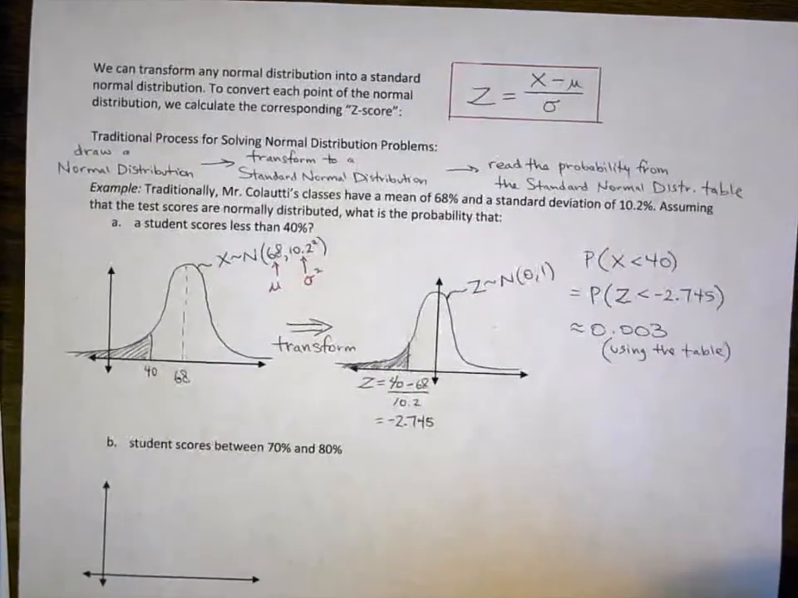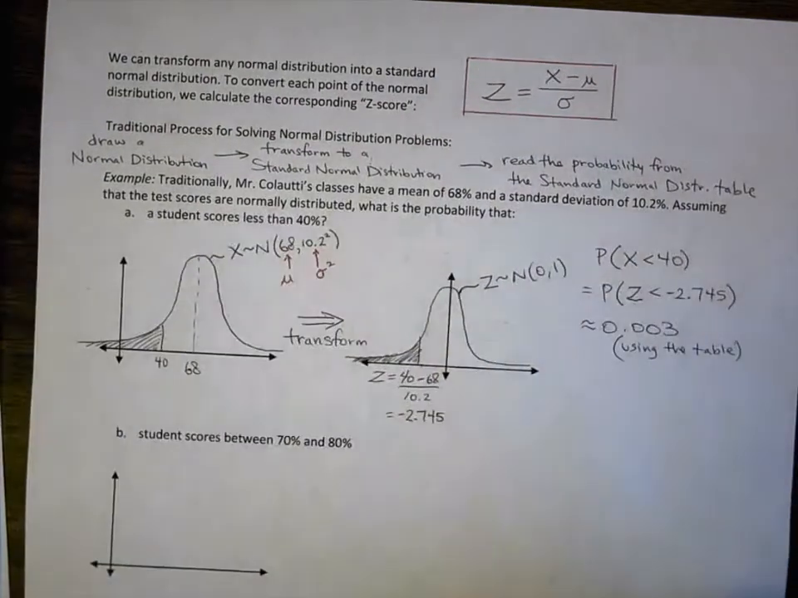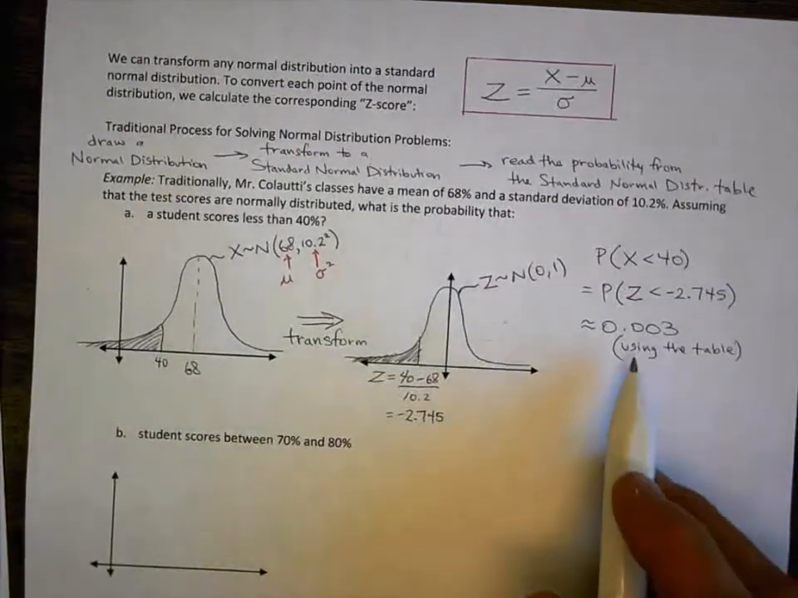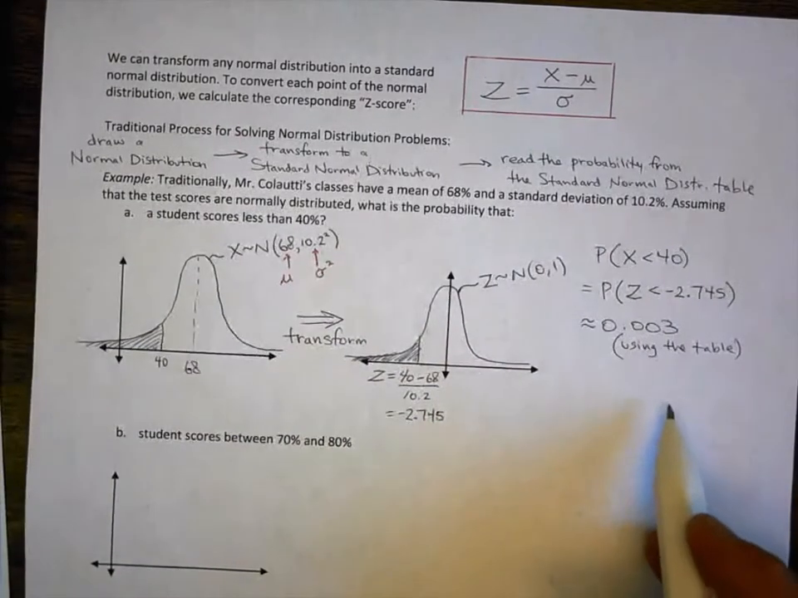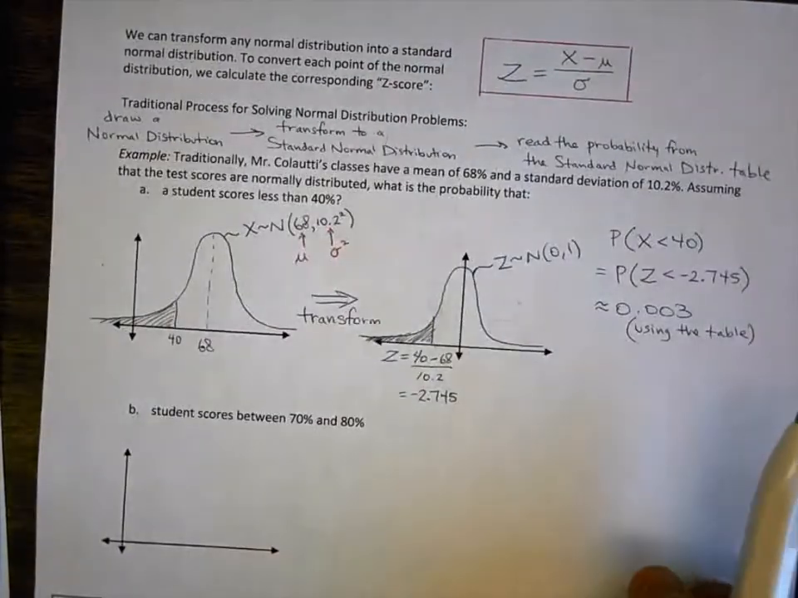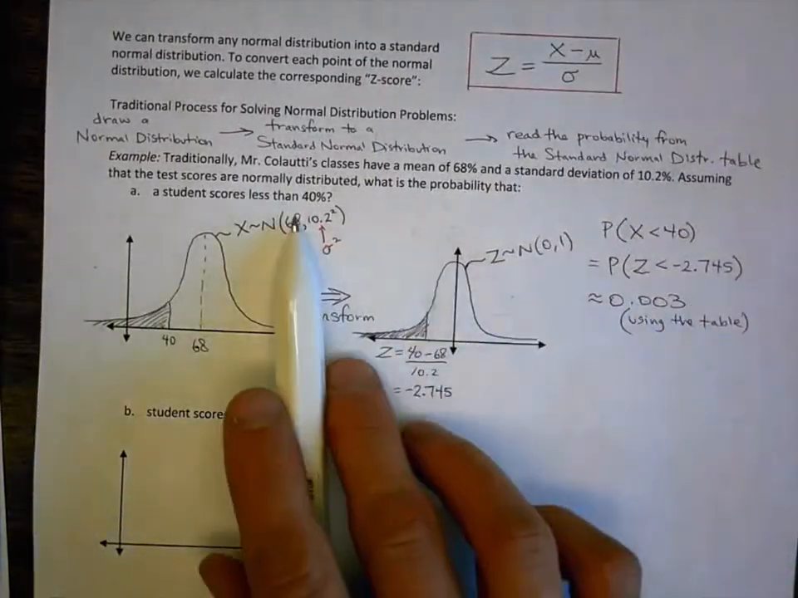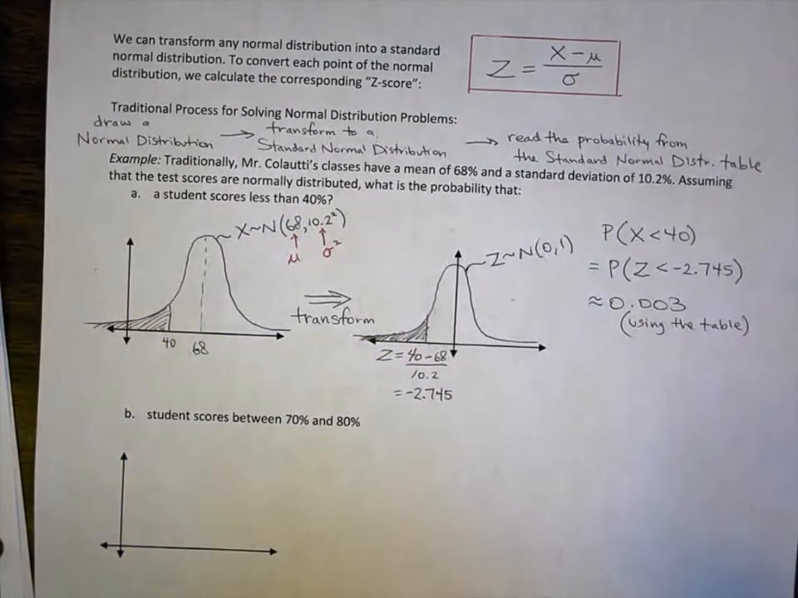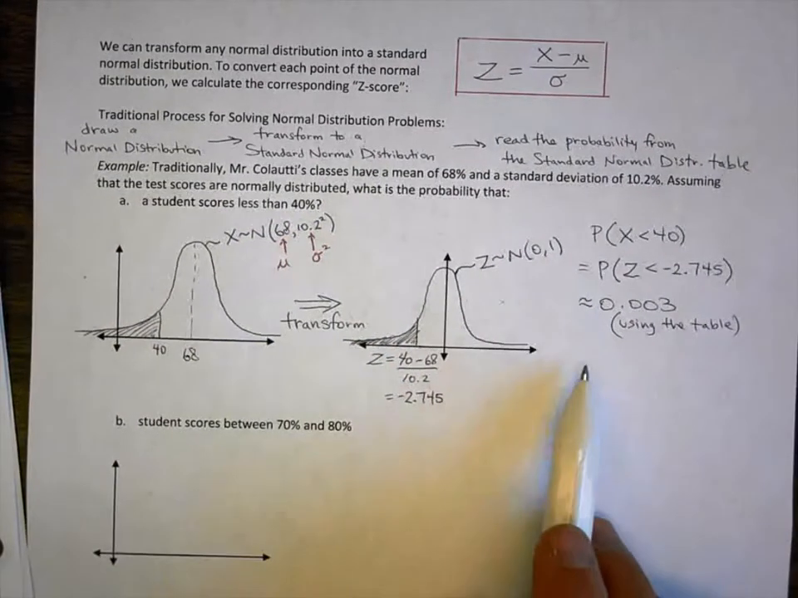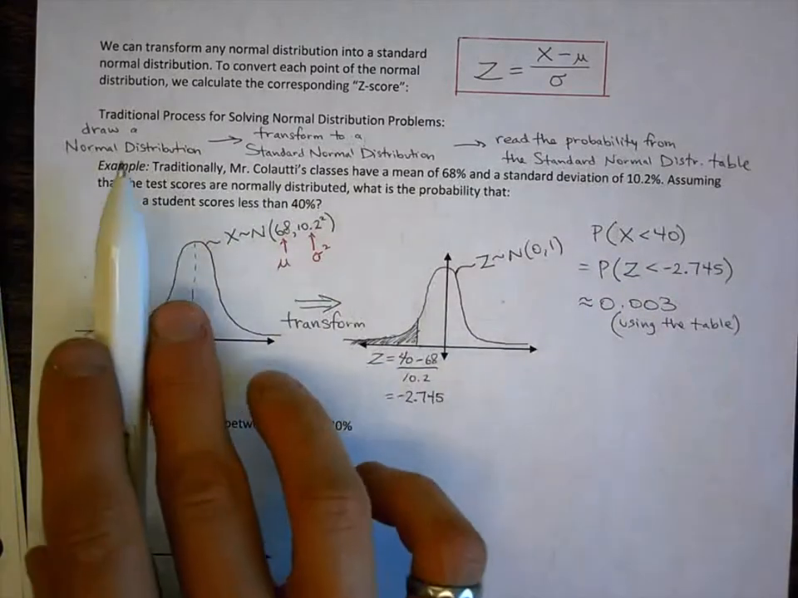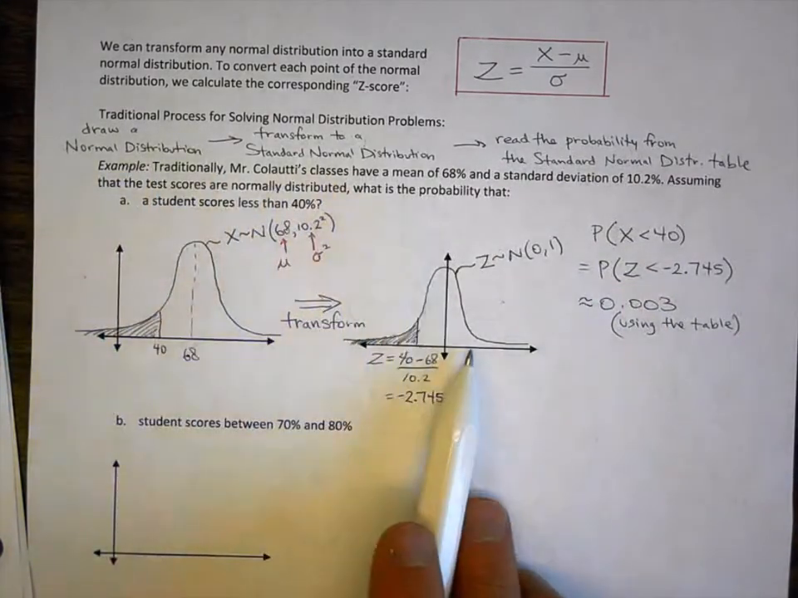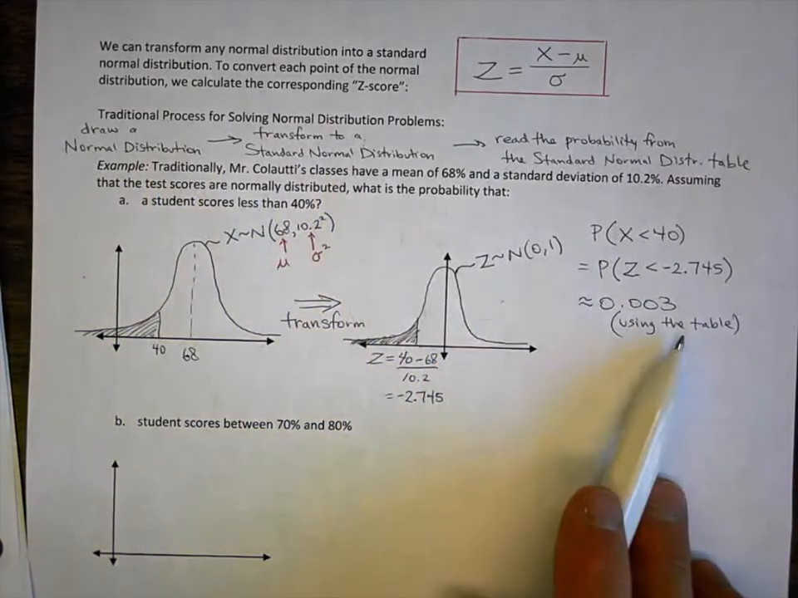So 0.3% chance that you're going to get below 40. Wow, that's good. See, most students pass. Does that mean there's never going to be a student below 40? No, it's just a prediction we're making. So this is how I would have done it traditionally, right? Draw the normal distribution, transform it to a standard normal distribution, look up the chart value.